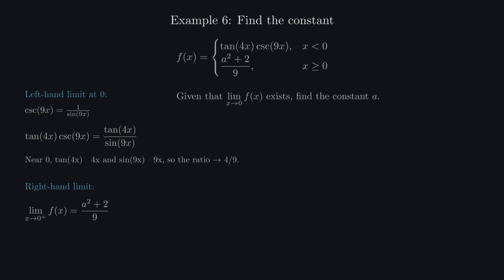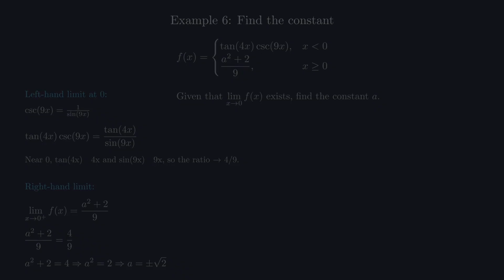So we write (a squared plus 2) all over 9 equals 4 over 9. Multiply both sides by 9: a squared plus 2 equals 4. Subtract 2: a squared equals 2. Take the square root: a equals positive or negative root 2.